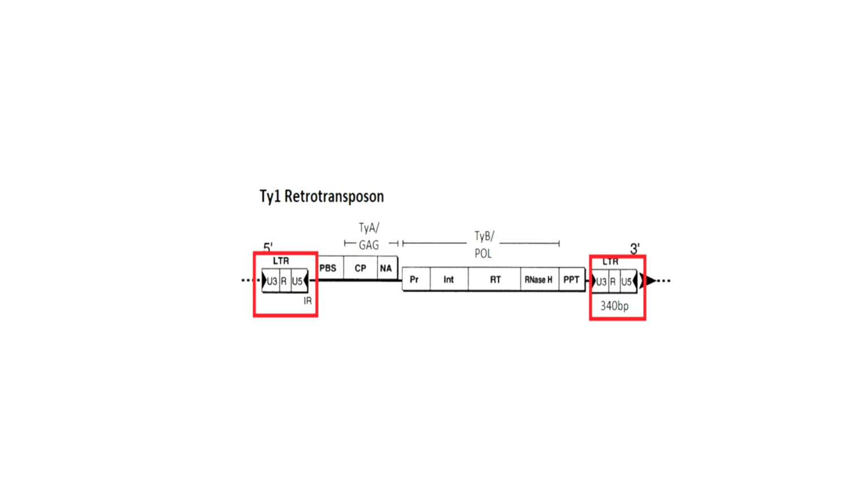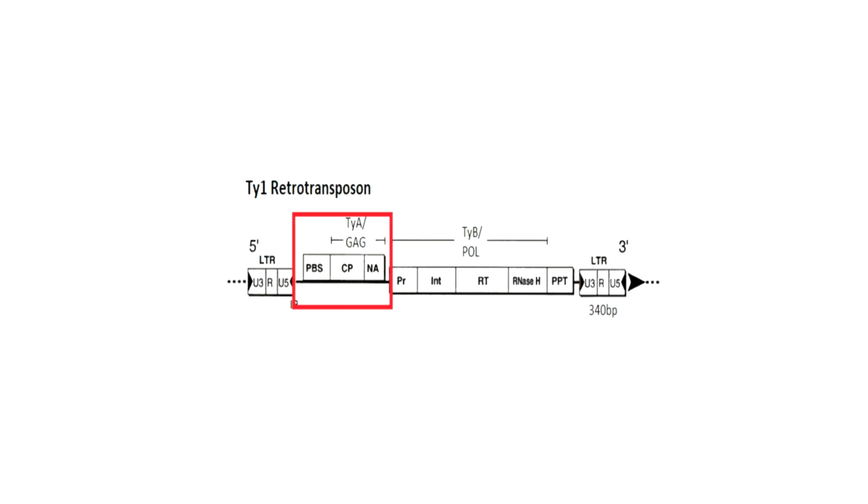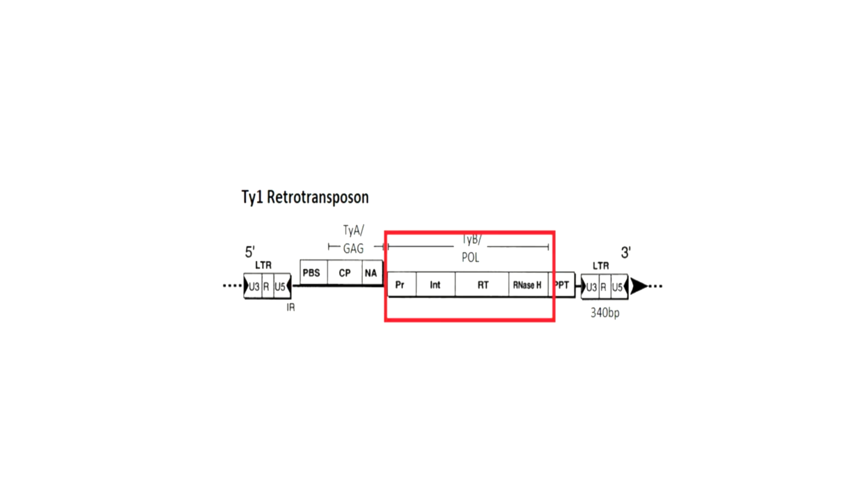The central coding region of TY1 elements has only 2 genes: TYA, which is homologous to the GAG gene and encodes the structural protein just like the GAG gene, and TYB, which is homologous to the POL gene of the retrovirus and encodes various functional enzymes.